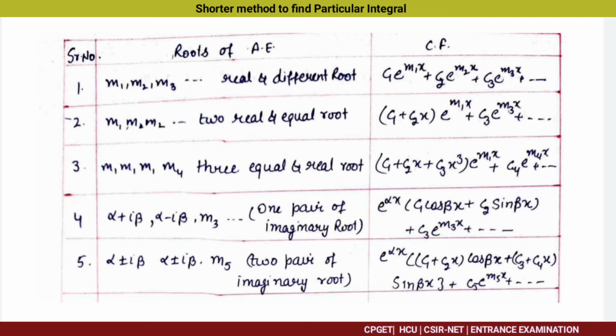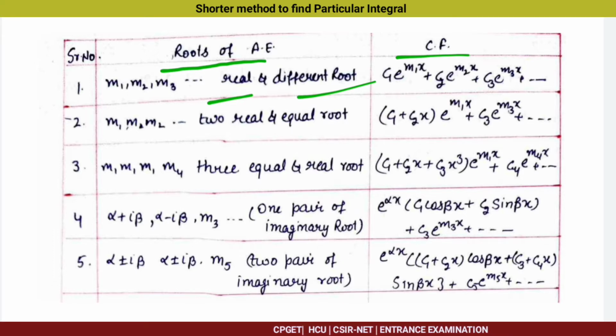Now let's see the roots of the auxiliary equation and the complementary function. If the roots are real and different, m1, m2, m3 are the roots, then what is the complementary function? c1 e to the power of m1x plus c2 e to the power of m2x plus c3 e to the power of m3x and so on.